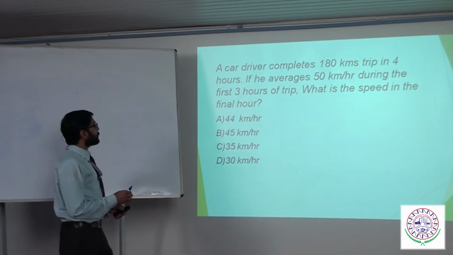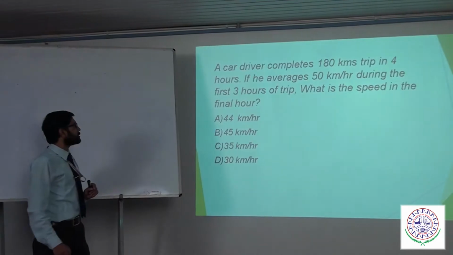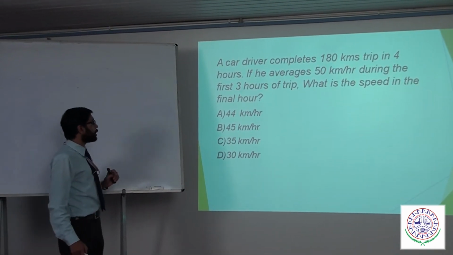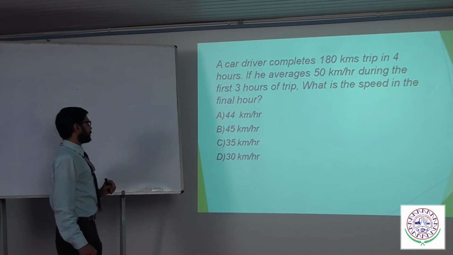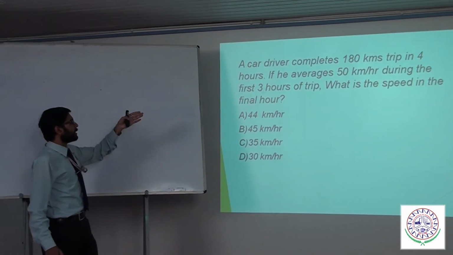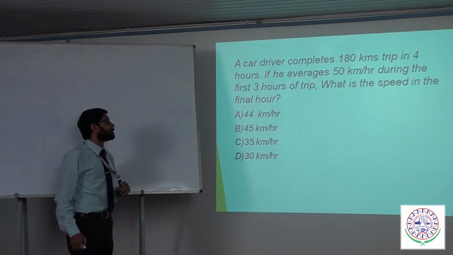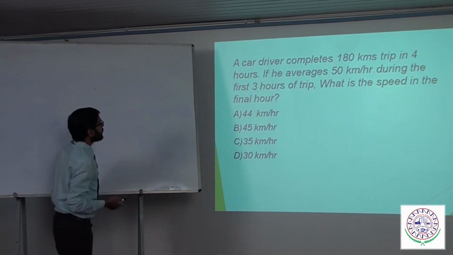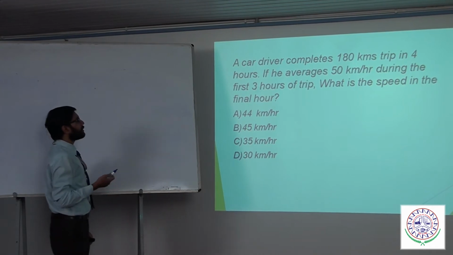A car driver completes a 180 km trip in 4 hours. If he averages 50 km per hour during the first 3 hours of the trip, what is the speed in the final hour? This is based on speed and time. What they are asking is: a car driver completes a 180 km trip in 4 hours.